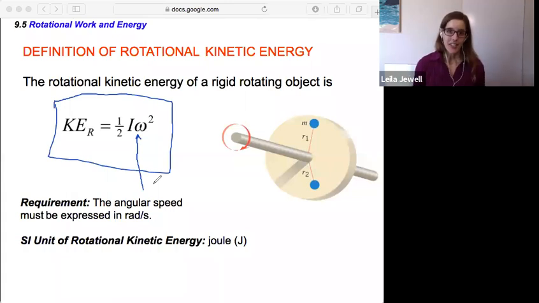This is how we can then calculate the kinetic energy that goes into an object that is rotating, as well as the work done in rotating an object when you have a constant torque acting on it. So this concludes section 9.5, rotational work and energy.